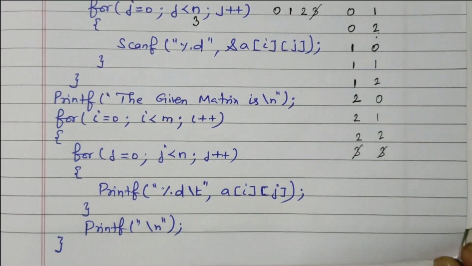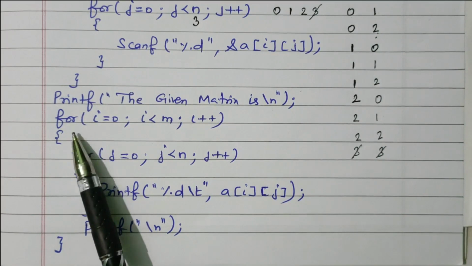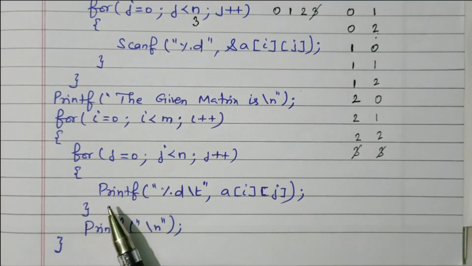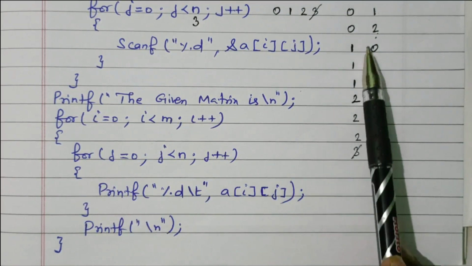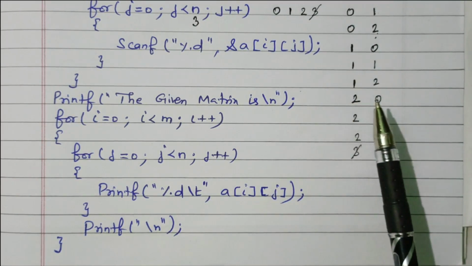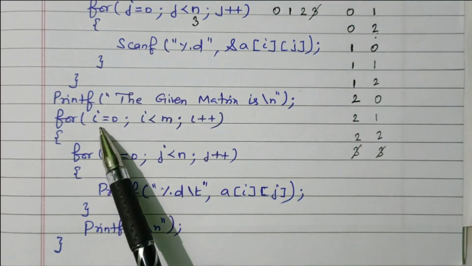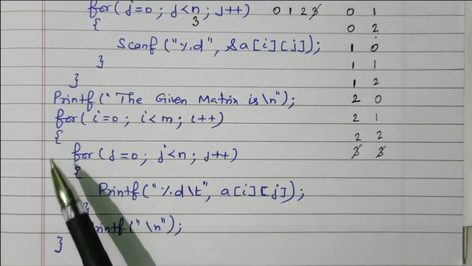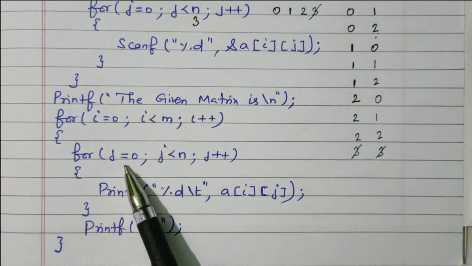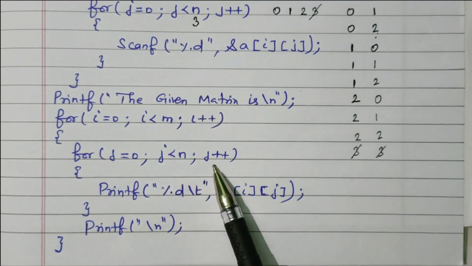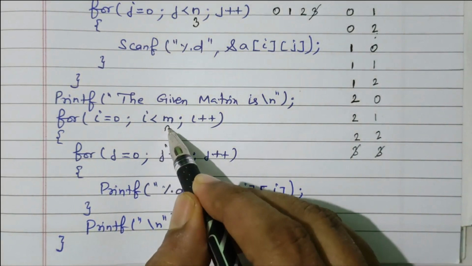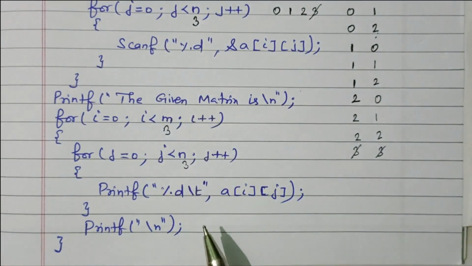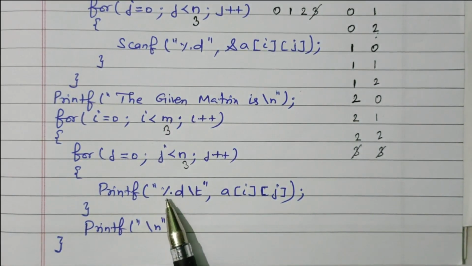Again here also we need to open two loops, outer loop and inner loop. How we read the data in this order, the same order we need to print the data. I equal to 0, I less than m, I plus plus. Then open brace, inner loop, j equal to 0, j less than n, j plus plus. We already know that this is 3, this is also 3. Then it will print percentage d.